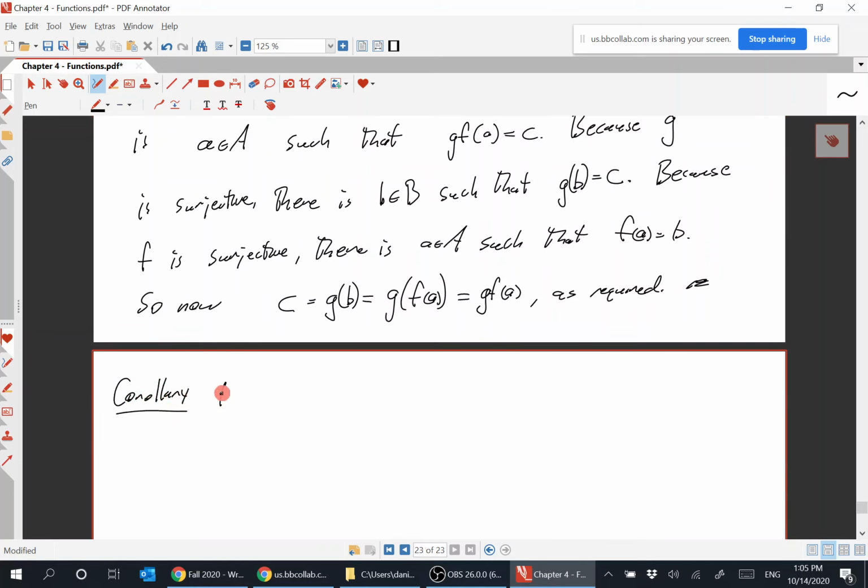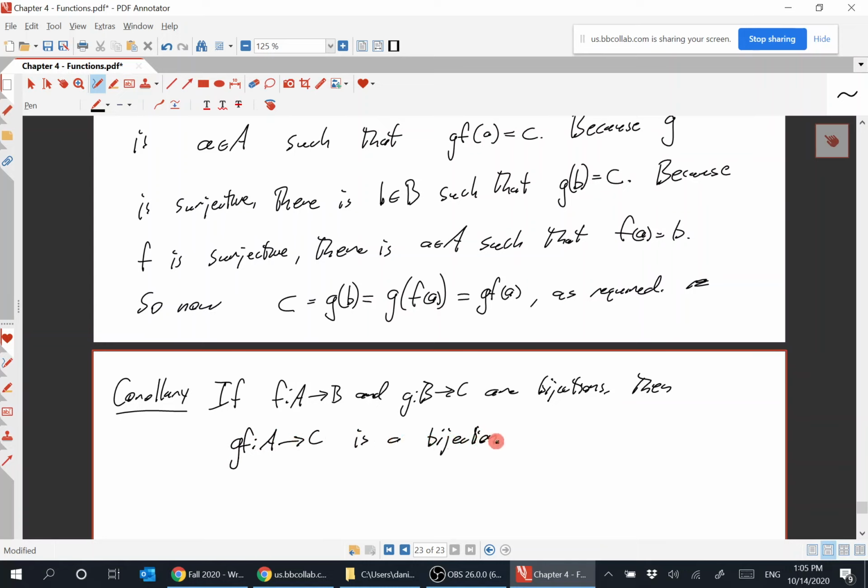So corollary: if F from A to B and G from B to C are bijections, then G following F from A to C is a bijection. So composition of bijections is a bijection. And that's because it's just something that's both an injection and a surjection. So if these are both injections, so is that. If these are both surjections, so is that.